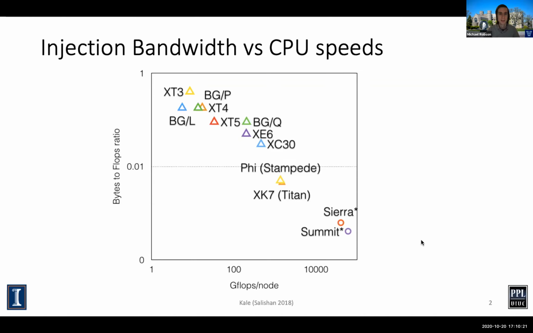People who give keynotes love to talk about trends in architecture, so I'm going to copy them. This is a slide from Sanjay's presentation at Solishan 2 years ago with data compiled by a former student, Nikhil Jain, on injection bandwidth versus CPU speeds. You can see as we move forward in time, from BlueGene/L to Summit, we've decreased the bandwidth versus CPU speed. Basically this means while we've been increasing performance on the nodes, the actual network capacity has not kept up. We saw this last year.